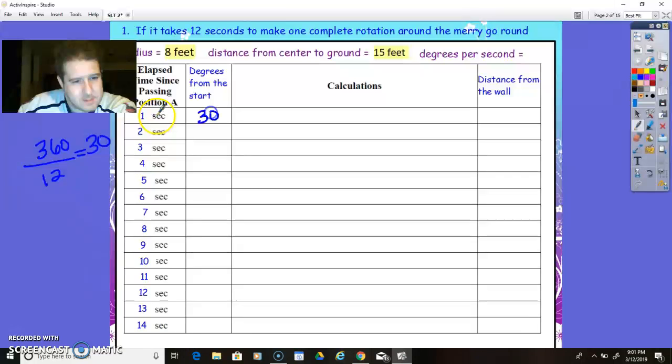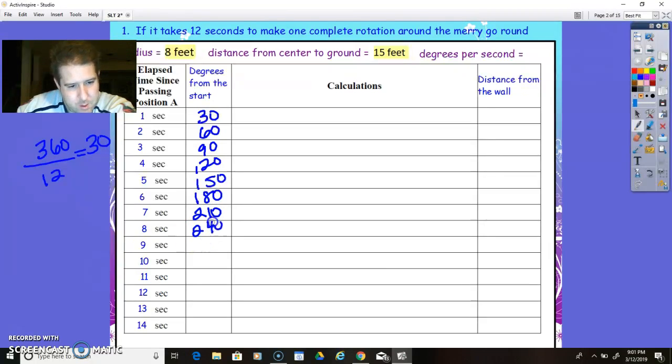So after 1 second, I've gone 30 degrees. After 2 seconds, I've gone 60, then 90, then 120, 150. And now I would just continue this pattern until I get all the way down. So that would be 210, 240, 270, 300, 330. Now 360, that makes sense because that's one full circle, and after 12 seconds, I've gone one full circle. So this would be 390, and this would be 420.